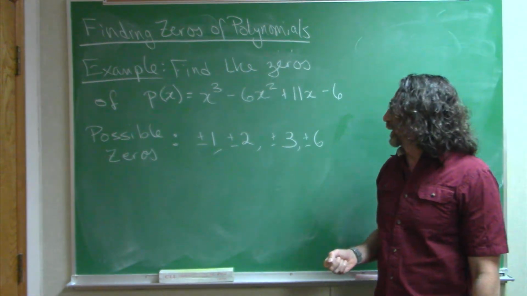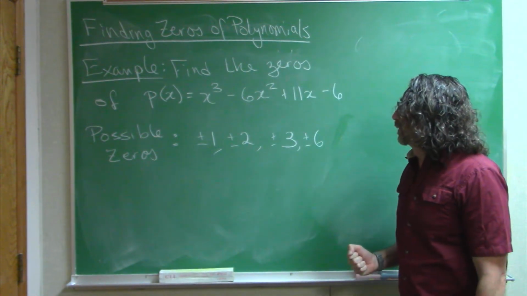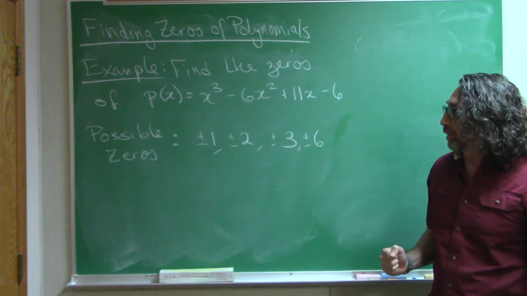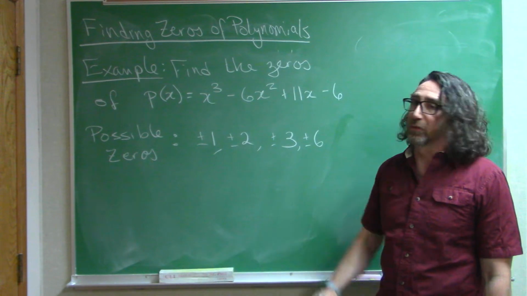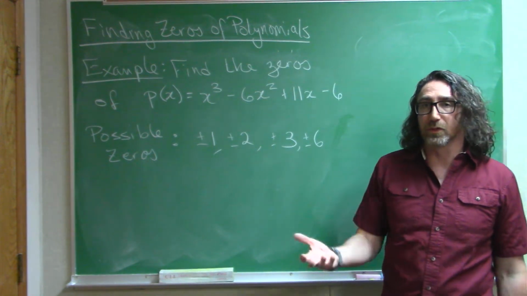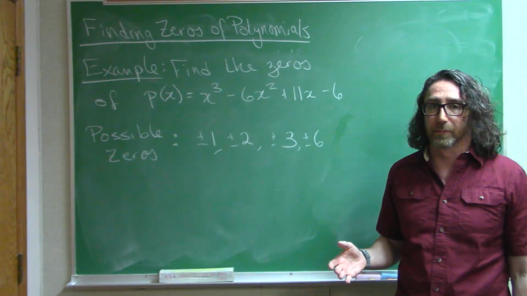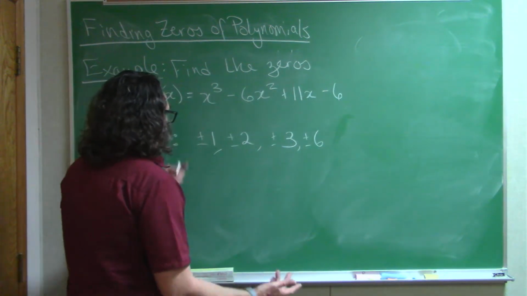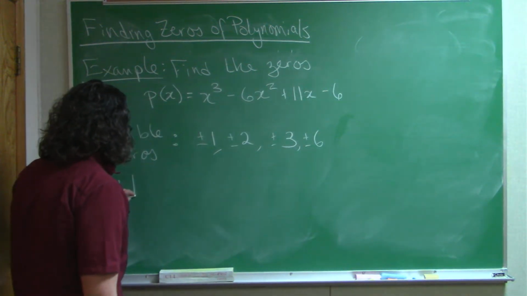So those are the things that could be zeros of this polynomial. How do I find out what actually is a zero of this polynomial? Well, I'm going to test. I'm going to use synthetic division and test. We could start out just with the first thing on the list. Let's start out with 1.